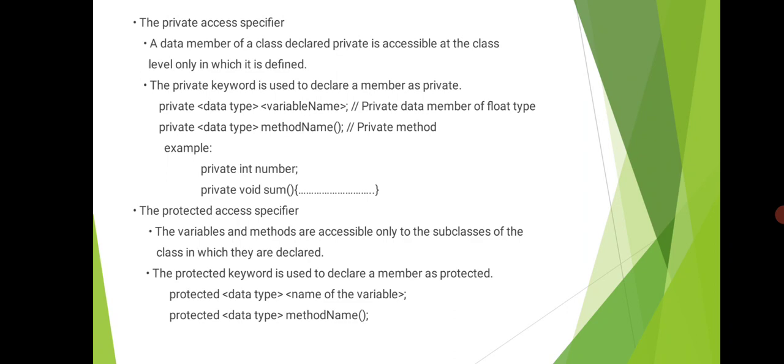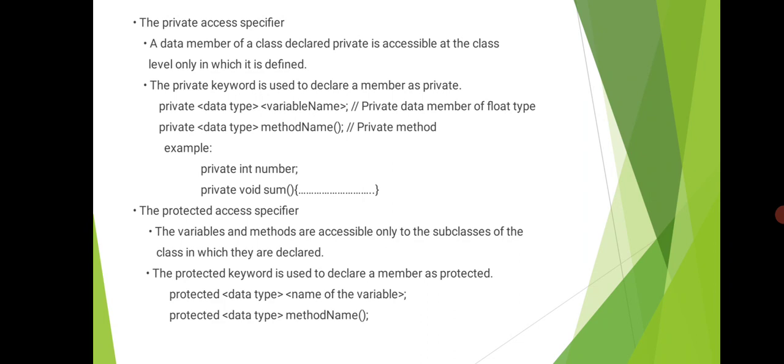So if you declare a variable as private or a method as private, then those private variables and private methods can be accessed within the same class, that is, it is accessible at the class level only. Outside the class it cannot be accessible.